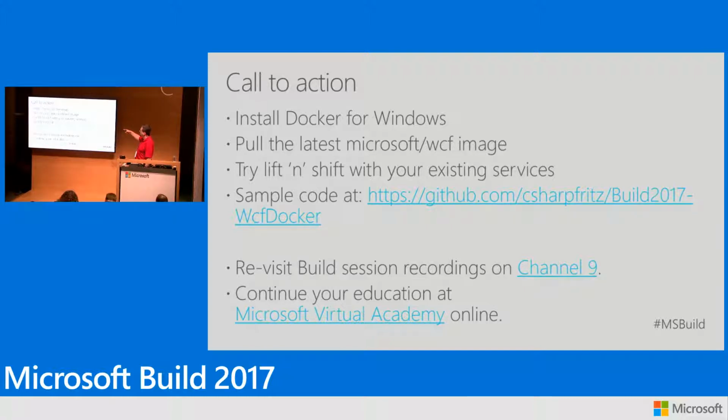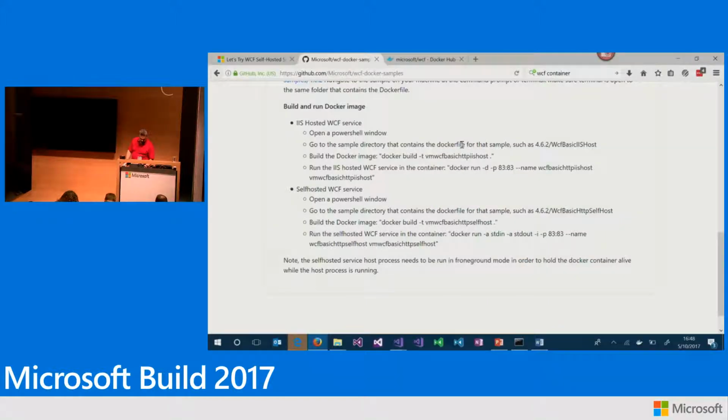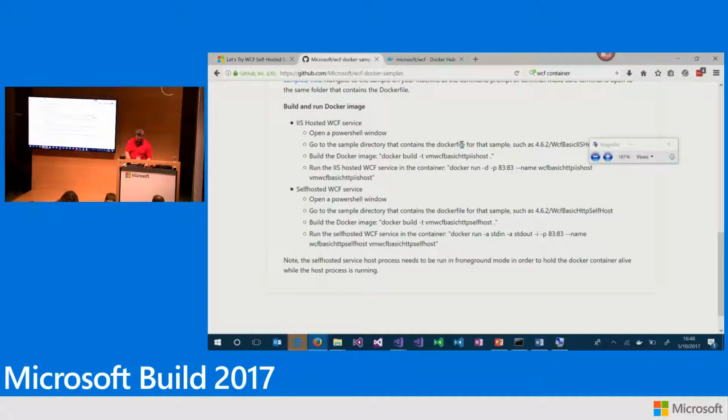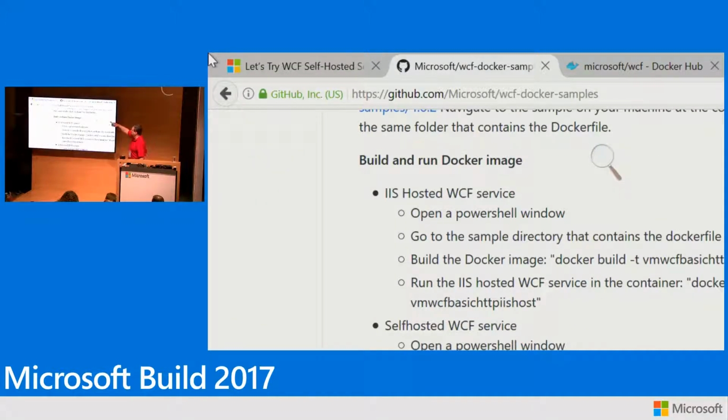That's the wrong URL for the sample code. The sample code is actually at GitHub.com, Microsoft, WCF-Docker-samples. But this is a lift and shift scenario. You're going to have to build. This will work great if you're doing a Docker compile in the middle of your deployment scenarios. You'll be able to get that deployed and shifted out there. But that's where you can find the samples that talk you through this.